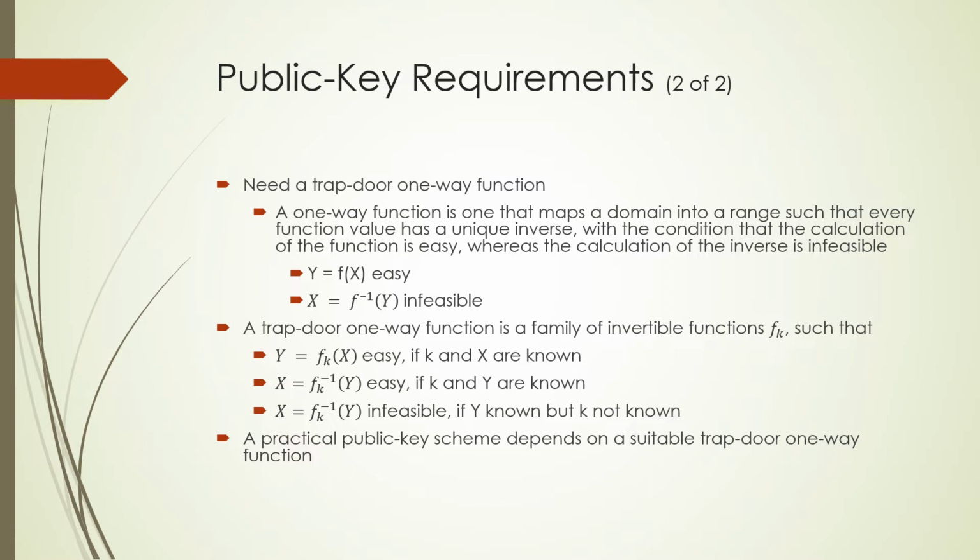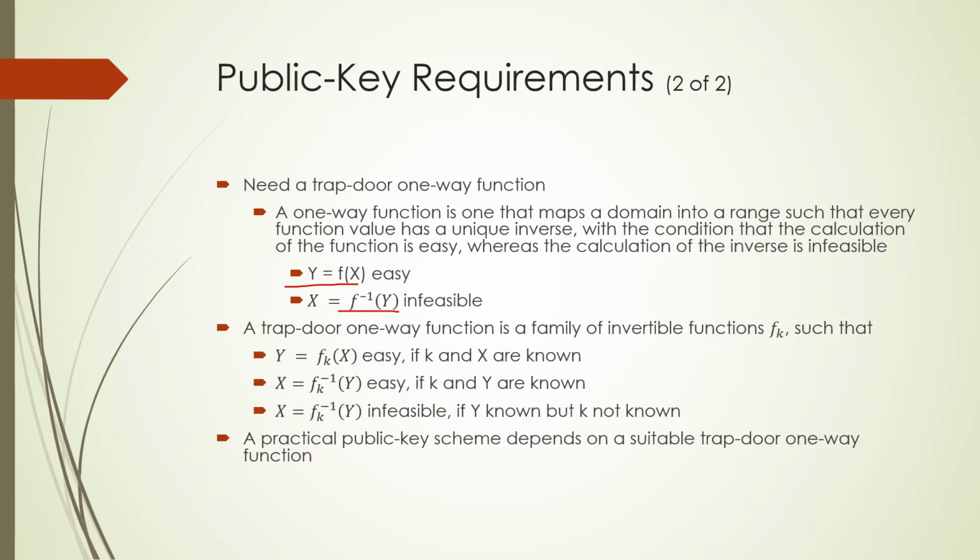Now, what does that mean? That means you can go from X to Y, from domain to codomain, or target, but you cannot go from target to domain. That means f of x is computationally easy, but f inverse of y, to reconstruct x, is computationally infeasible or very difficult.